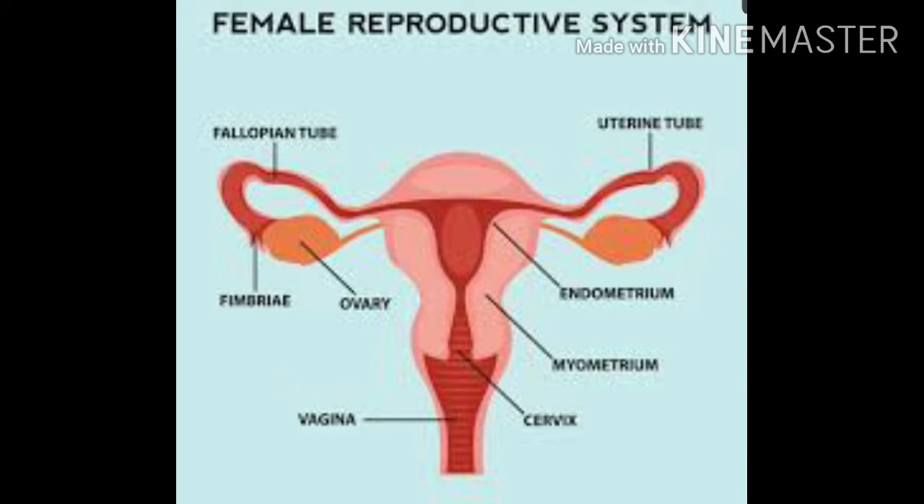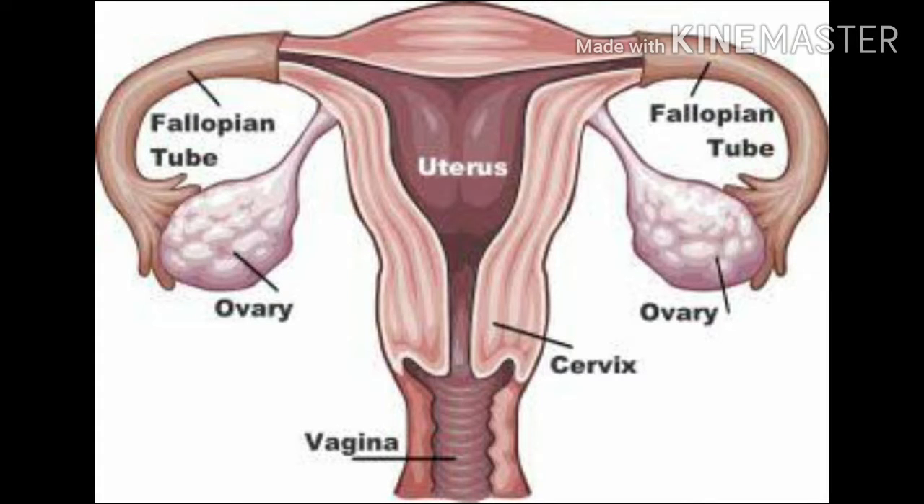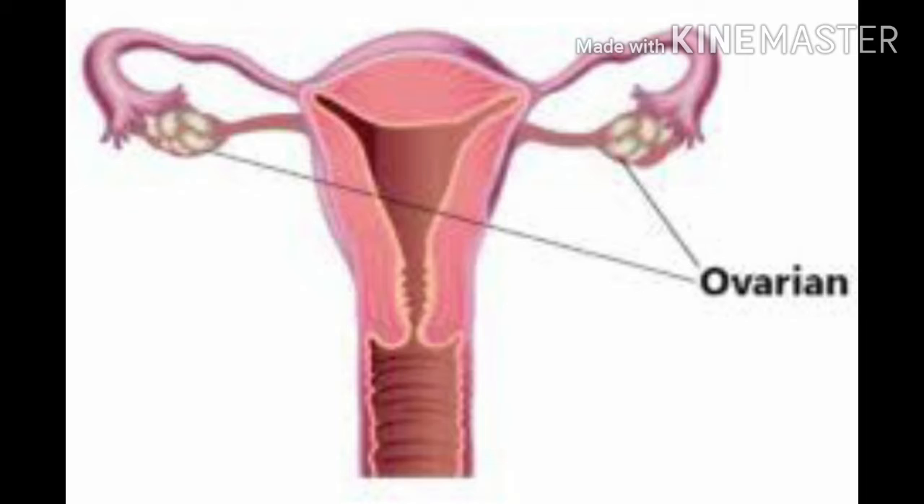The important parts of the female reproductive system are a pair of ovaries, a pair of fallopian tubes, the uterus, and the vagina. The functional mammary glands also integrate with the female reproductive system.